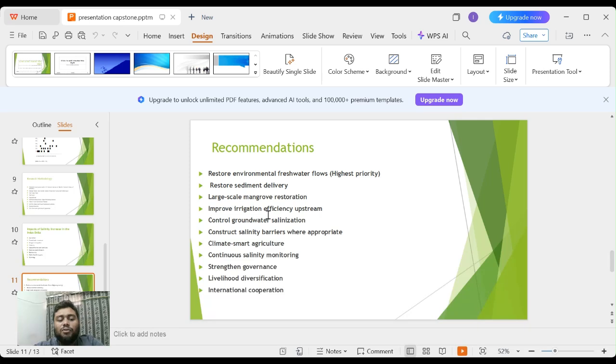Legally binding environmental flow allocations, improving the reservoir operation to ensure fresh water reaches the delta. Also, fresh water is required during the dry season. So the benefits will be that water flows back towards the sea, recharges freshwater aquifers, reduces salinity, and restores wetland fisheries.